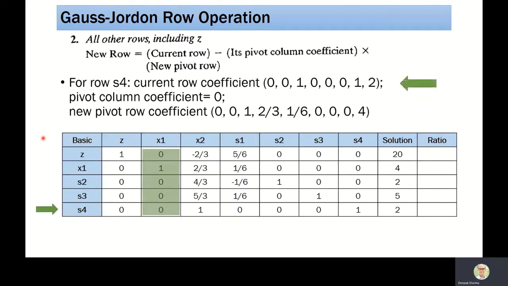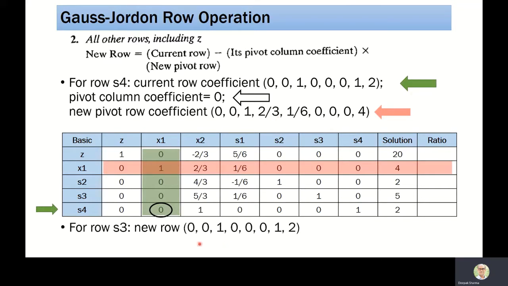Now coming to the last row. We have the S4 column coefficient 0, and we have the new pivot row coefficient, and then we have the new S4. So it should not be S3, this should be S4.